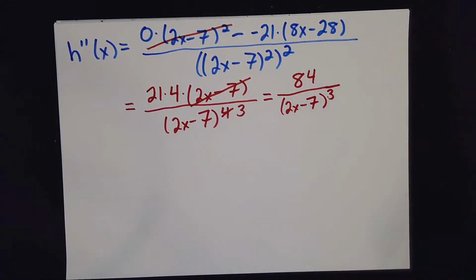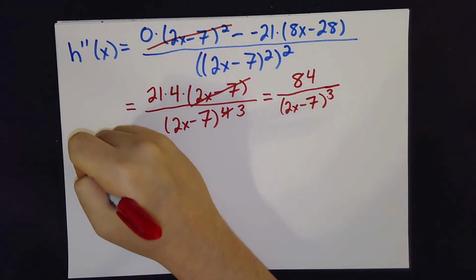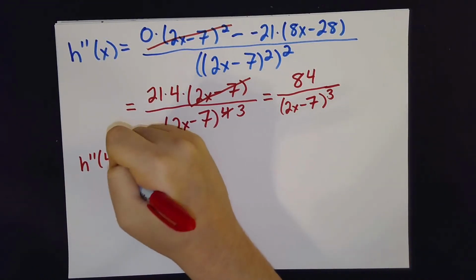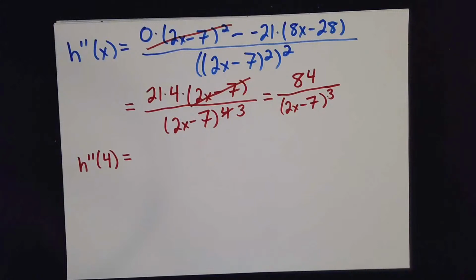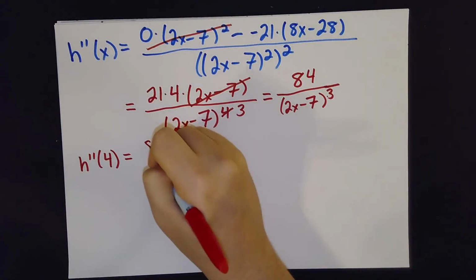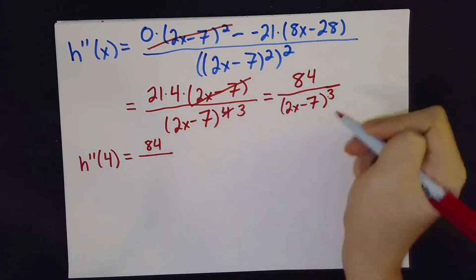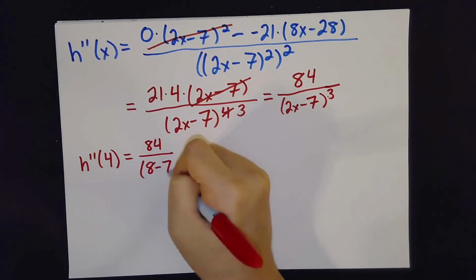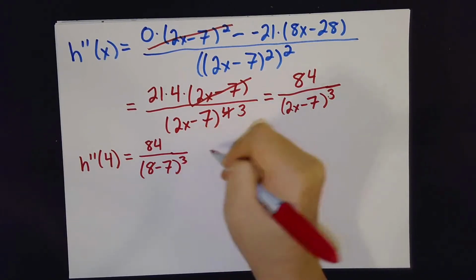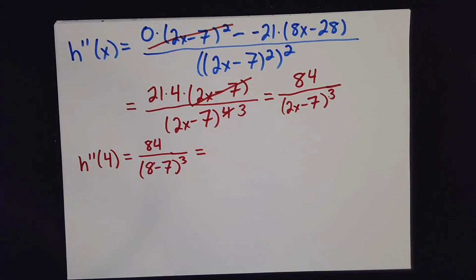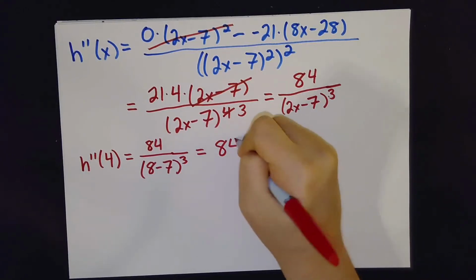But the question actually asked for h double prime of 4, okay, for which I'm going to have to plug 4 into here, which is going to be that, which will just work out to be 84.